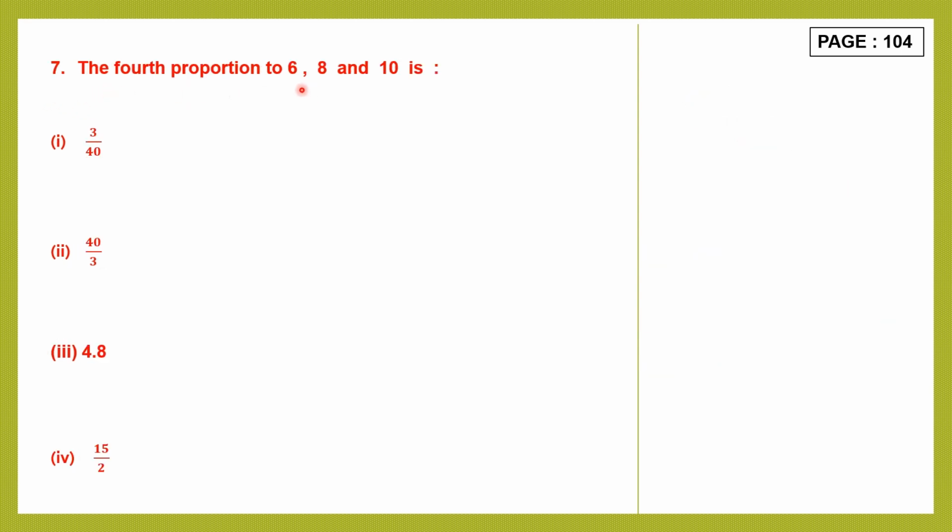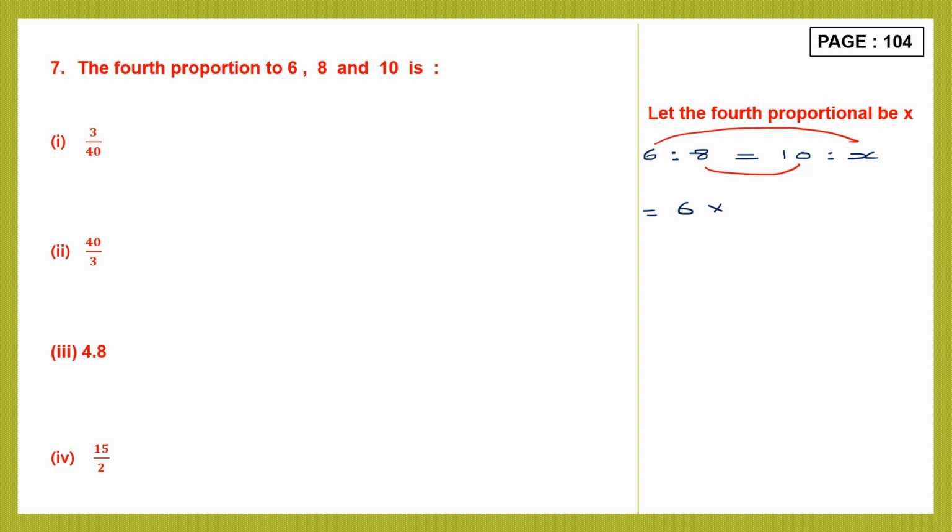Question 7. The fourth proportional to 6, 8 and 10 is which one? So the fourth one is missing. So let's consider the fourth proportional to be x. So in that case, we can take the first two numbers as the first ratio, 6 is to 8, and this is equal to 10 is to x. So we don't have the fourth one, so in the place of the fourth one, we have put x because we said let's consider it to be x. Now we can use the formula. Product of extremes is equal to product of means. So product of extremes will be 6 into x is equal to 8 into 10.